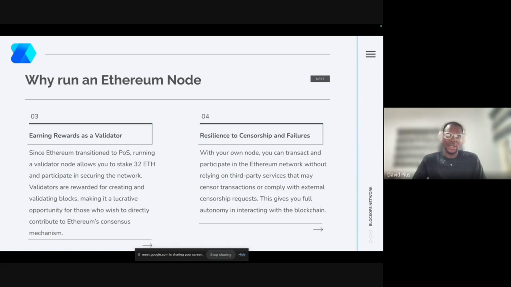You don't have that latency. It gives you complete autonomy. It gives you full access to interact with the blockchain, not relying on a third party. A third party tomorrow can just say, oh, there's something happening with the server and X, Y, and Z. I know that might not happen, but there's a possibility of that happening also.